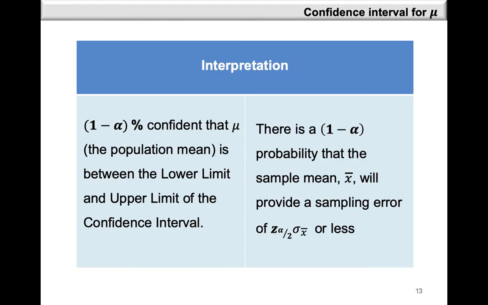So in terms of interpreting our intervals, then for any confidence interval, we can state that we are 1 minus alpha percent confident that the population mean is between the lower limit and the upper limit of the interval that we've constructed, or there's a probability of 1 minus alpha that the sample mean x bar will provide a sampling error of z alpha over 2 sigma x bar or less, where z alpha over 2 sigma x bar is the margin of error. So the interpretation depends on the question or the scenario that has been given to you.